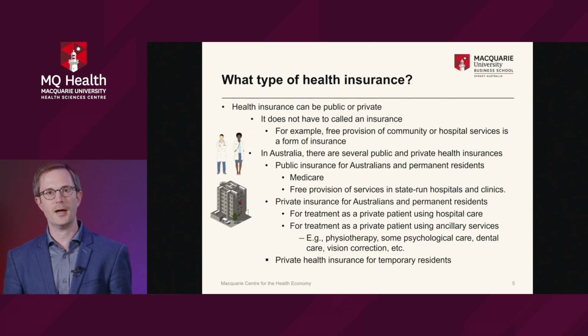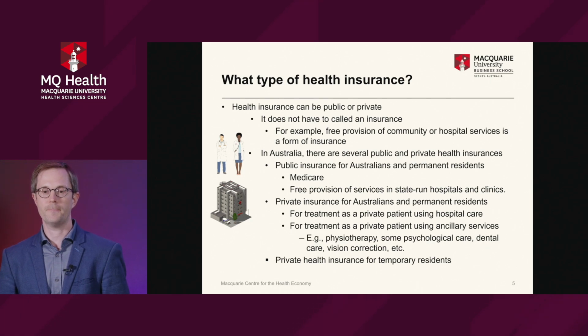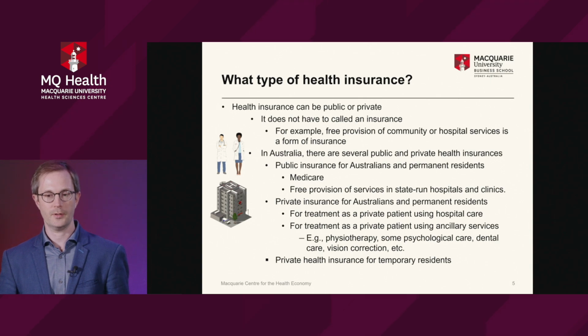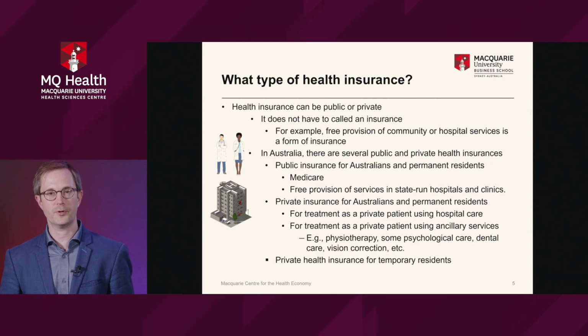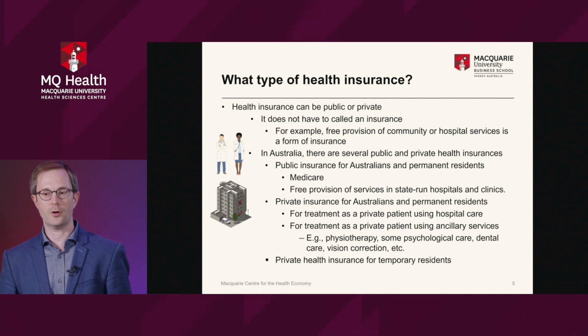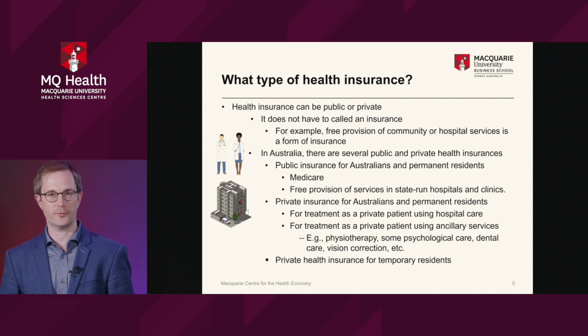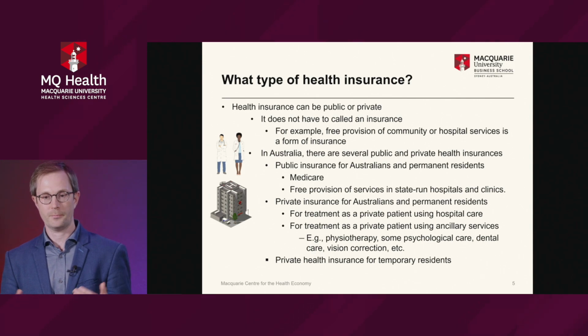Now, what types of health insurance are there? So health insurance can be public and it can be private. Sometimes, funnily, it doesn't even have to be called insurance. So, for example, the provision of community or hospital services is a form of insurance. Because if you remember back to my previous slide, it covers the cost from an adverse event by reducing the financial risk that we as individuals are exposed to.